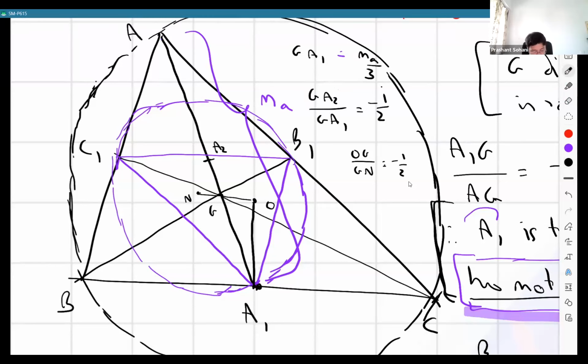So can I compute GA2? How much is GA2 going to be? Minus GA1 by 2. So it is going to be minus MA by 6. Right. So I don't know, looks like a weird expression, minus MA by 6. Is it useful in any way? Where do you think this A2 is going to lie?